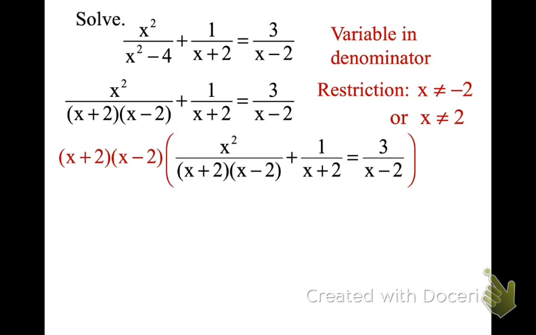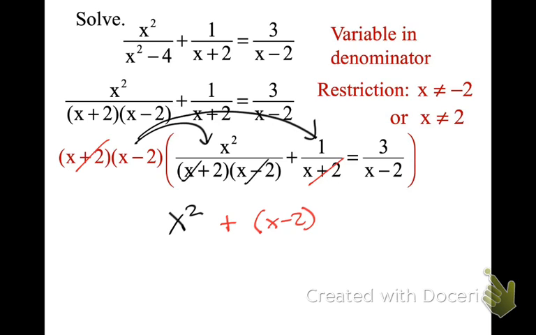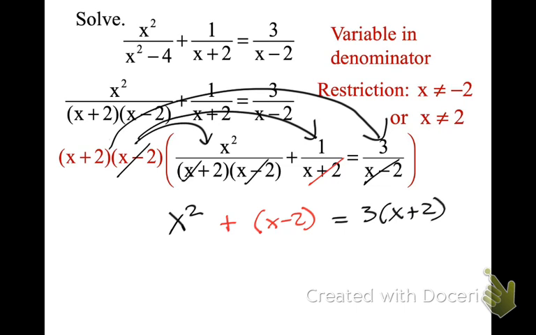When we distribute the first time, what's left? x squared over 1. When I distribute here, what is left? I cross cancel the x plus 2, and what's left is plus x minus 2. When I distribute here, the x minus 2 cancels, and I'm left with equals 3 times x plus 2.